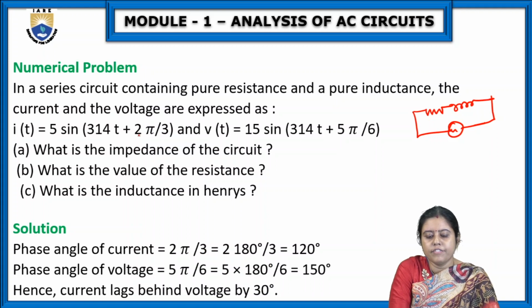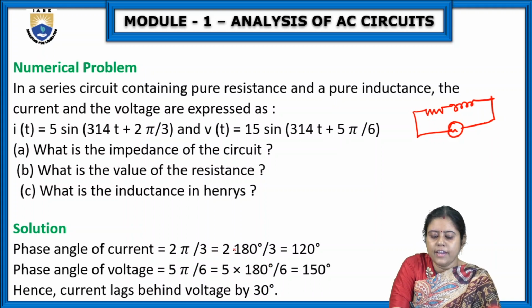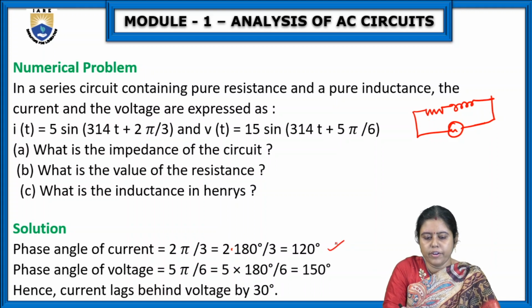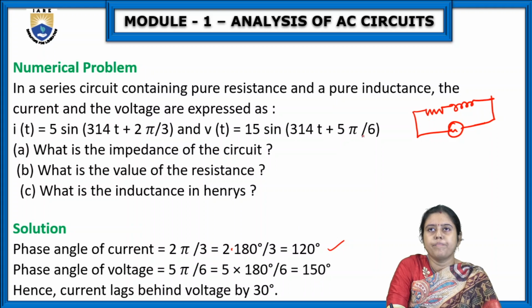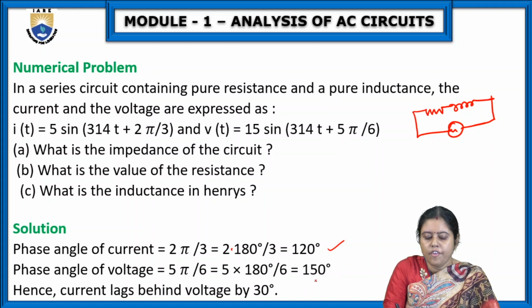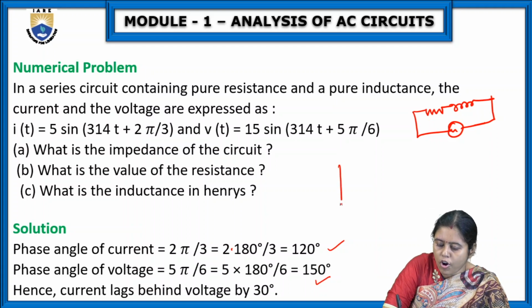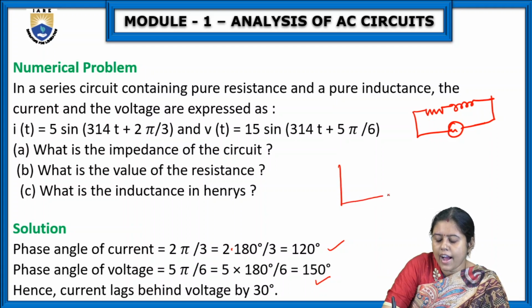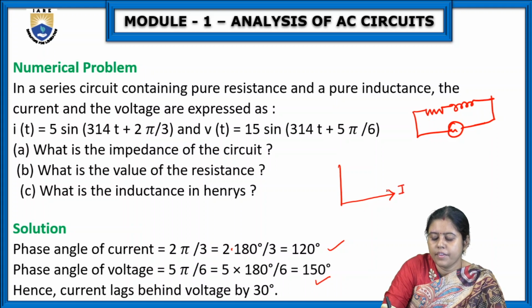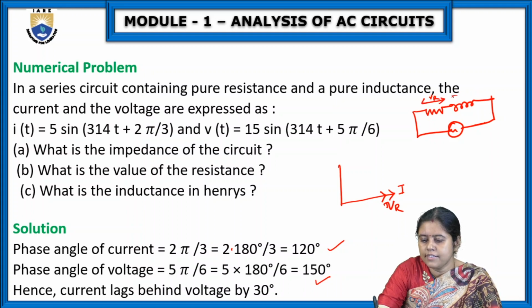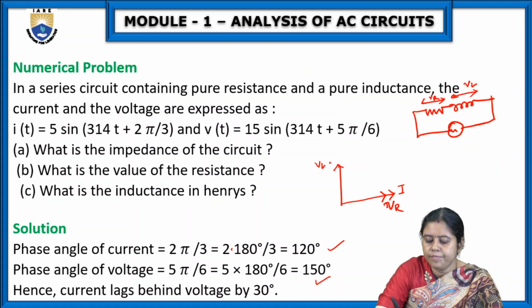The phase angle of the current is 2 pi by 3, so it is 2 into 180 degrees by 3, which means 120 degrees. And 5 pi by 6 means 150 degrees. So the final phasor diagram, how to draw it? I is our base. This is our I. VR means voltage across the resistance. This is our VL.